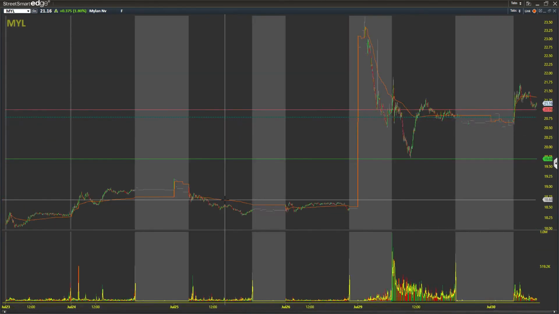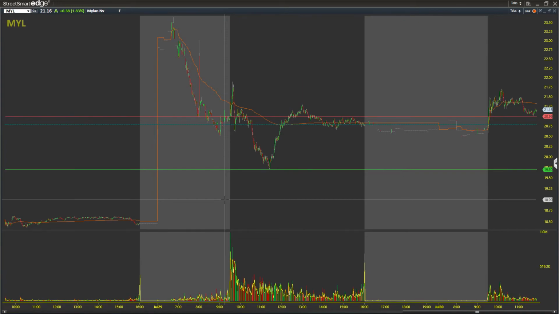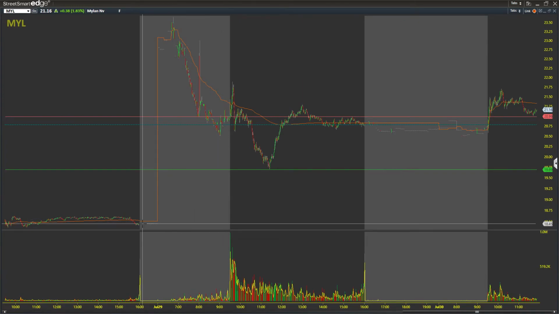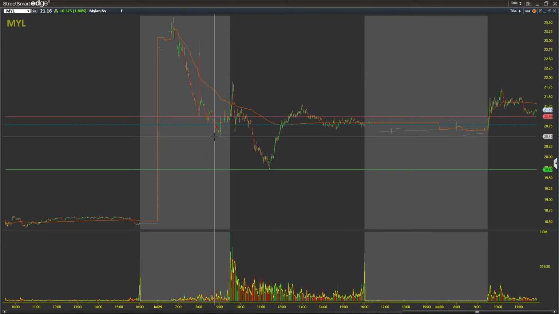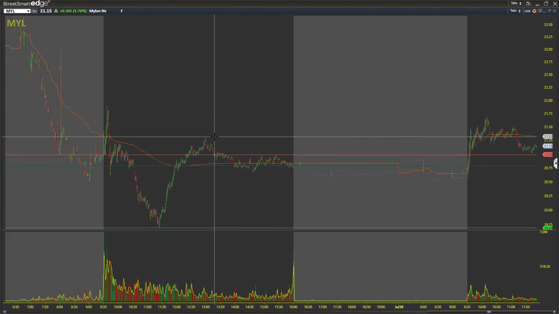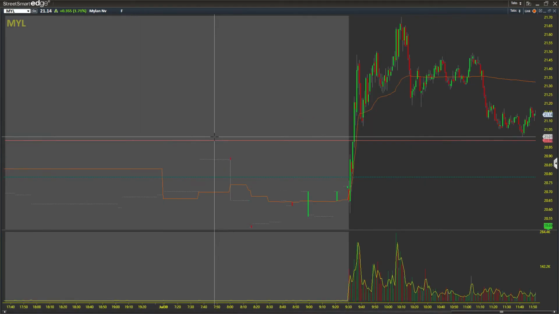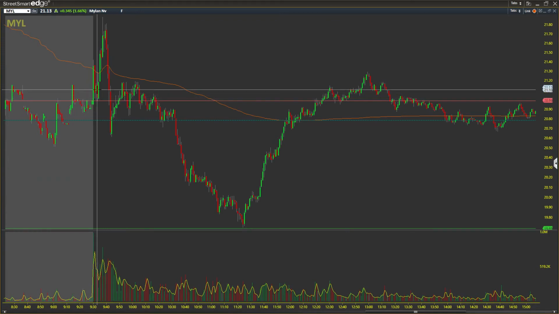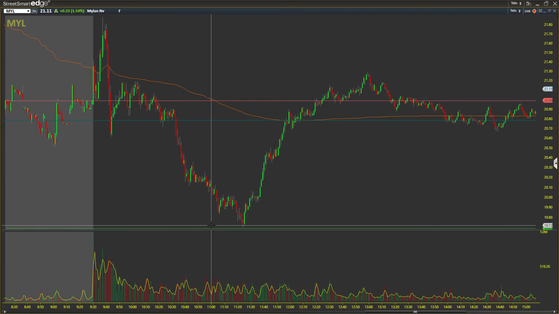MYL. I was watching this yesterday too. This had a gap up from $18.50 all the way up to $23.50. Sold all the way down to this $20 level. You guys know me and my mental levels. I love my mental levels. From $21 popped up to $21.80, and this stock sold all the way down to around this $20 level right here.